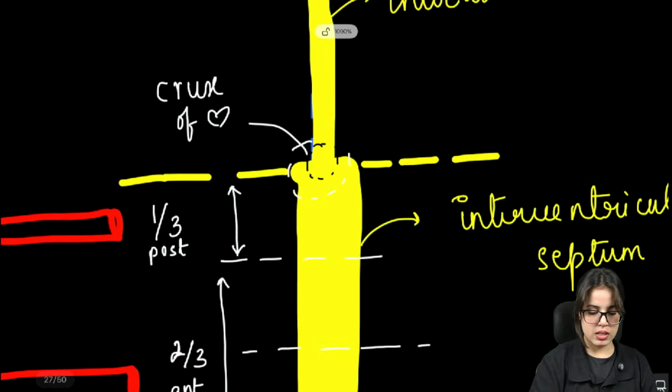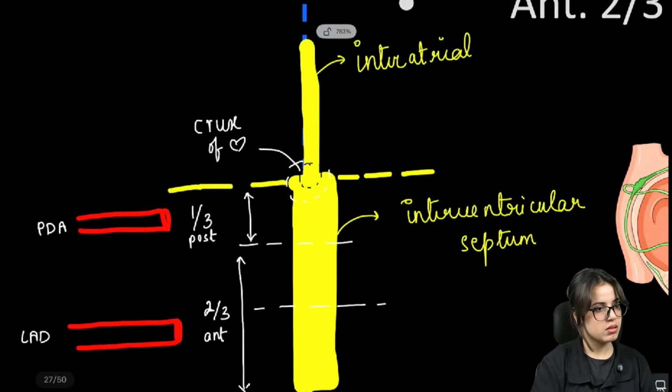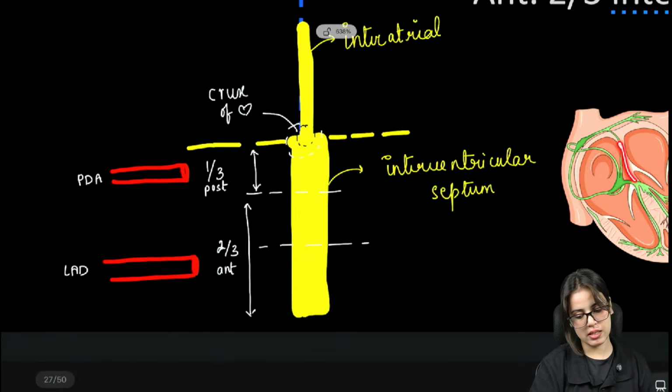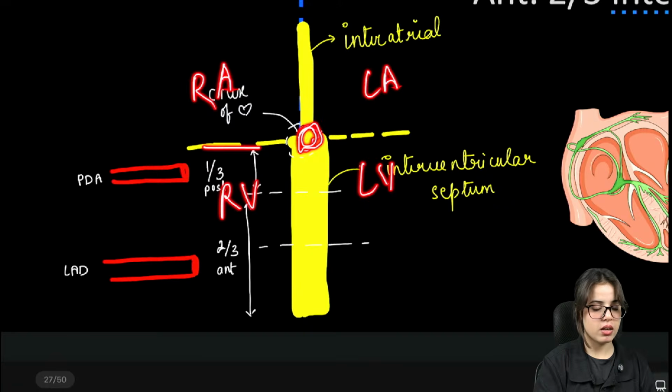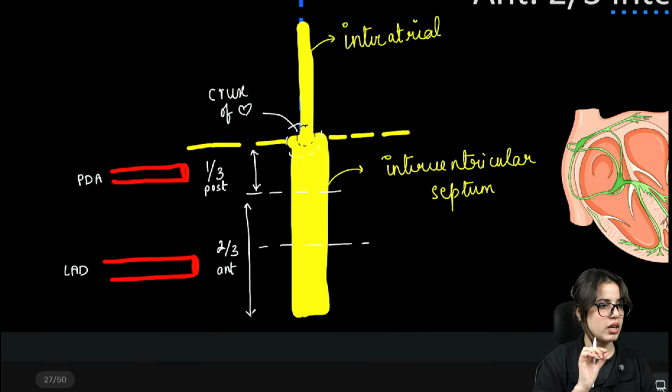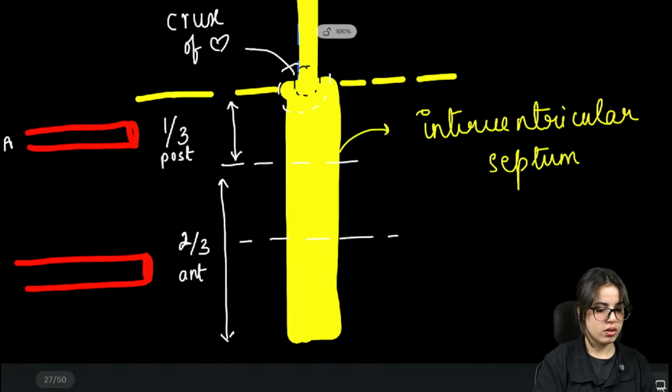Okay, so this interatrial septum is thin. As compared, you can see here, it's thinner than the interventricular septum. This is between the right atrium, right ventricle, left atrium, and left ventricle. This part of the heart is called the crux of the heart. Okay, now we'll talk about the interventricular septum.